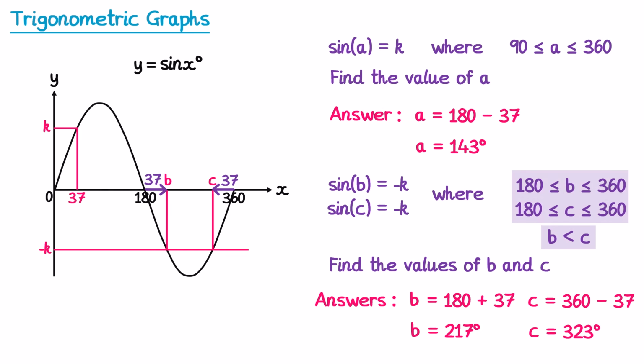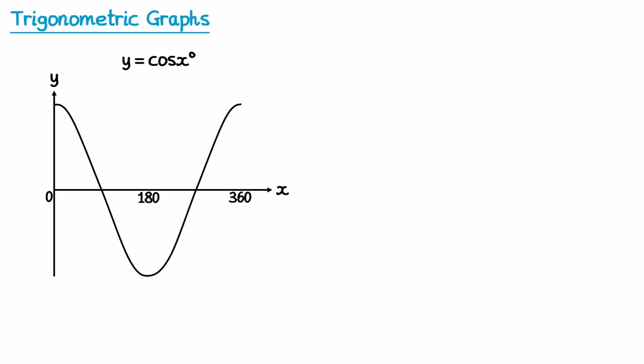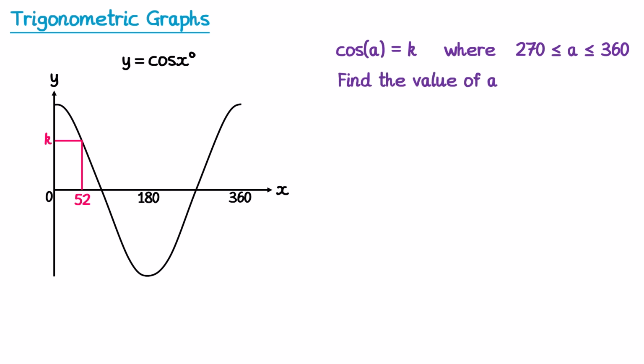Let's have a look at another example like this one, this time using the graph of cos of x. So a value is marked onto the graph at 52, and we're told that this gives you the value of k when we do cos of it. The question says cos of a equals k, where a is in between 270 and 360 this time, and we need to find the value of a.